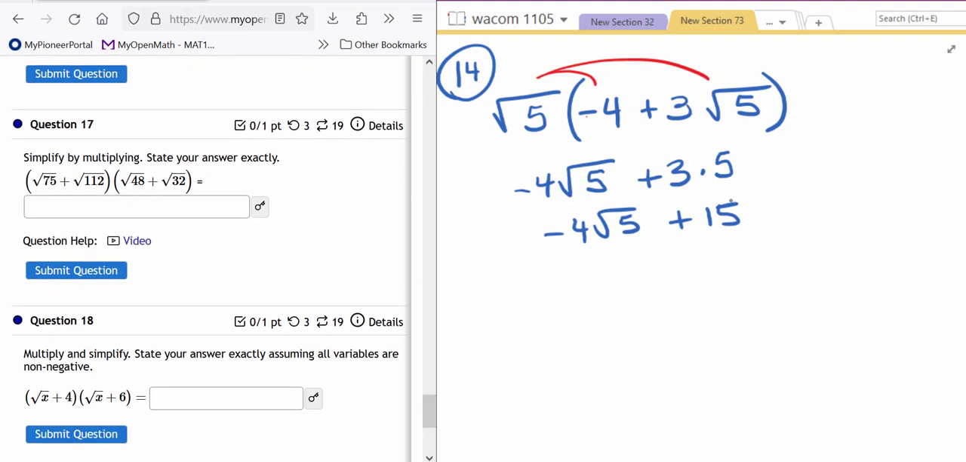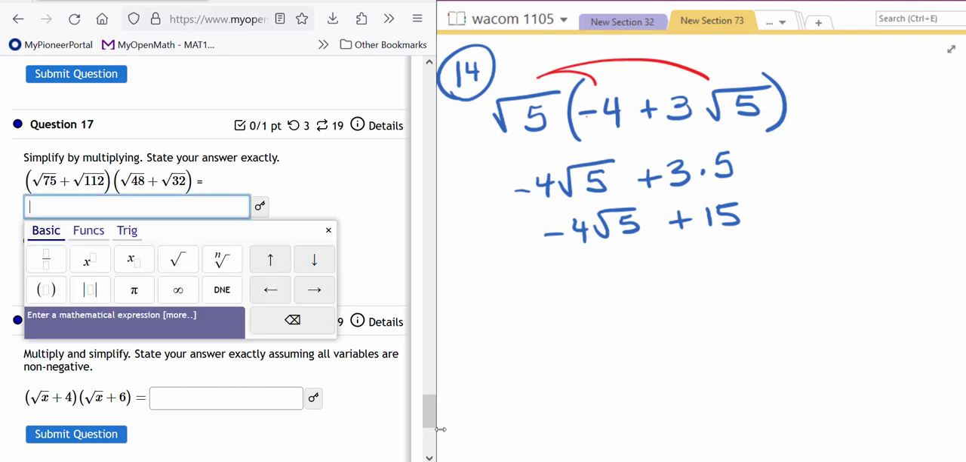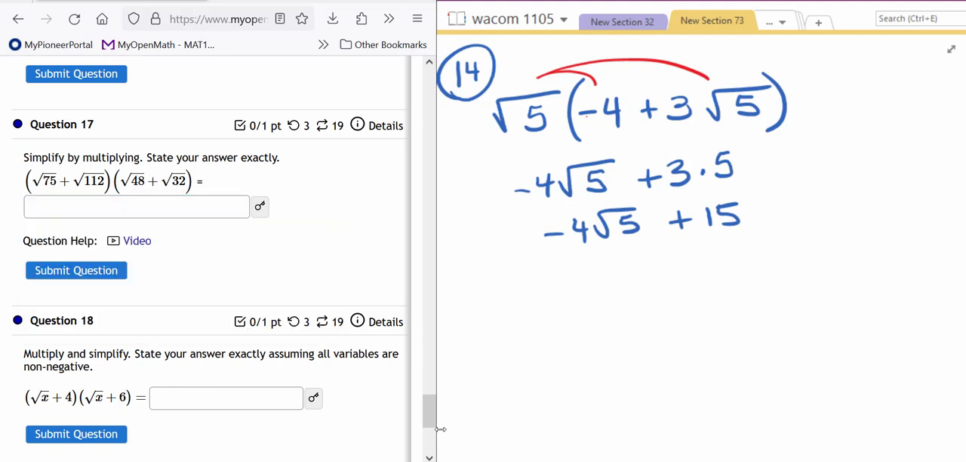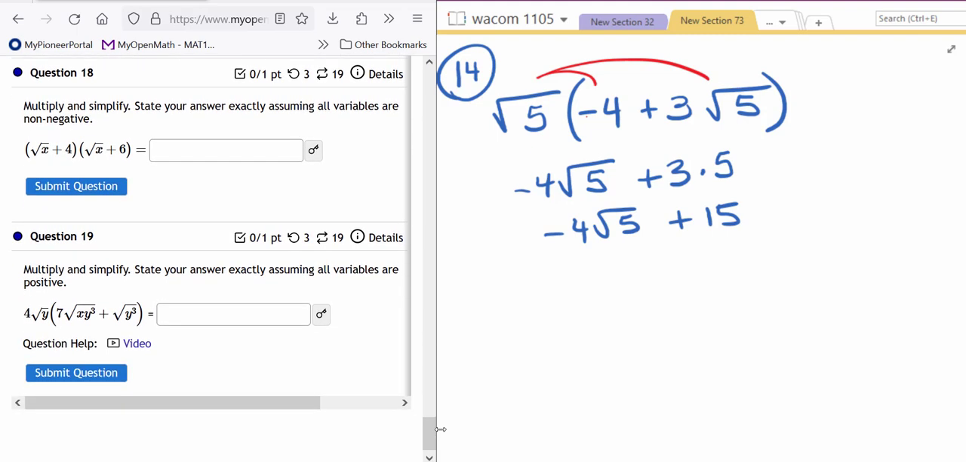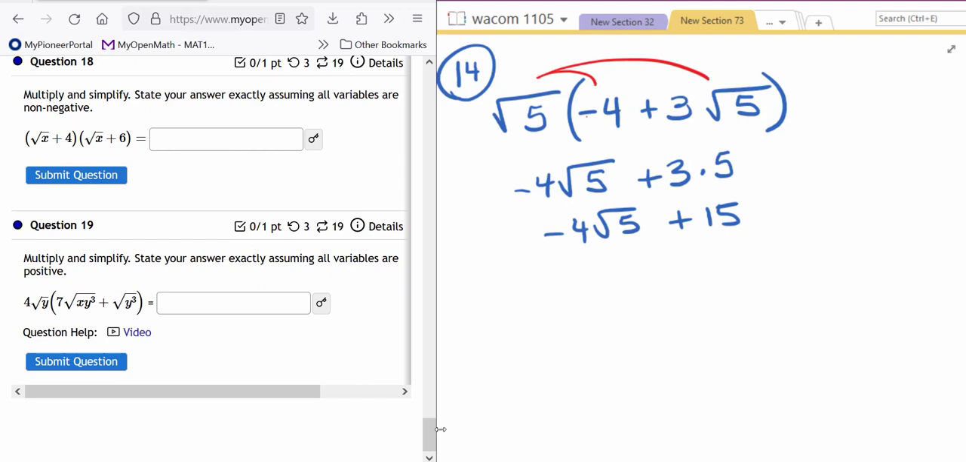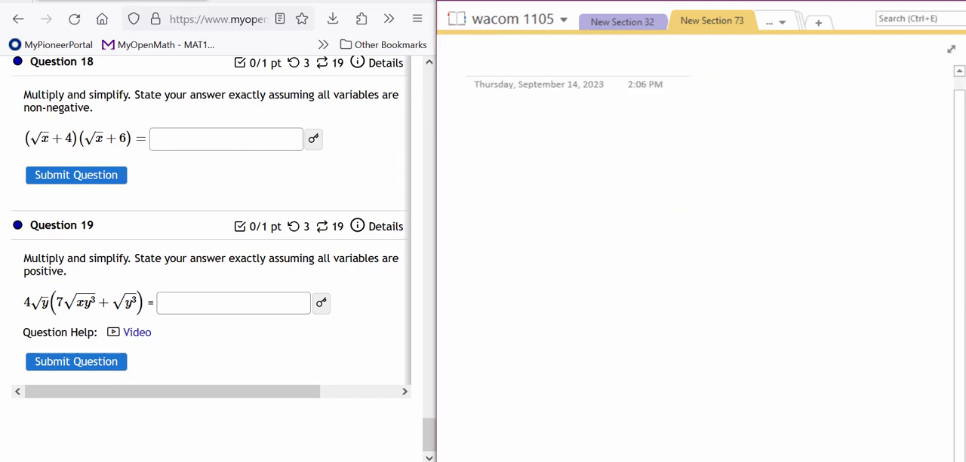17, you can multiply these just like they are. This is a nasty problem. I'm not going to do it. That's a 10-minute problem. But you could go ahead and multiply those, and then you have to break them down and simplify at the end. 18. So I did pick 19 out of these. So let's go to it.